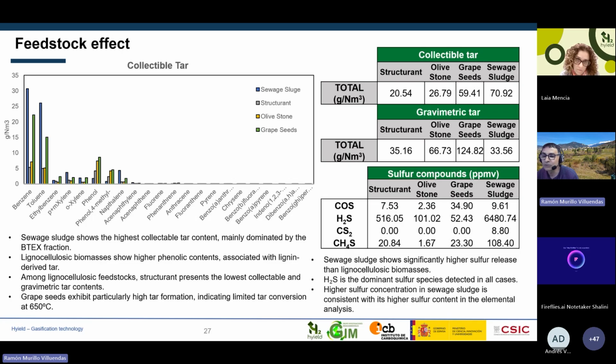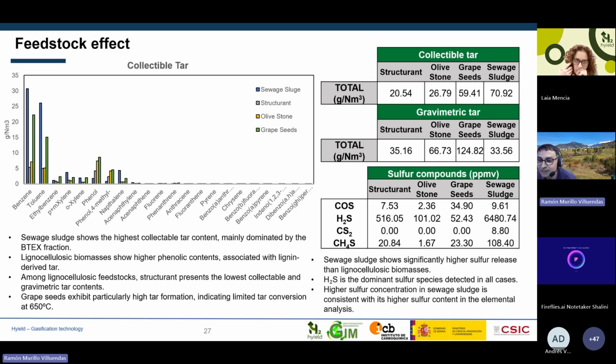Among lignocellulosic biomasses, structural presents the lowest tar content, both in terms of gravimetric and collectible tar. This result is fully consistent with the cleaner gas composition and higher reforming activity previously discussed. In contrast, grape seeds exhibit particularly high tar production. This indicates limited tar conversion, in line with their lower gasification reactivity and reduced fixed carbon conversion observed in previous slides.